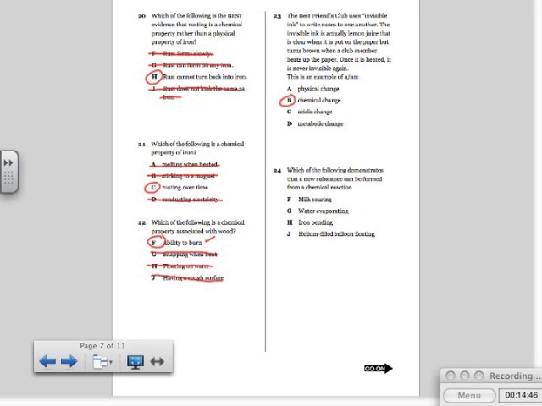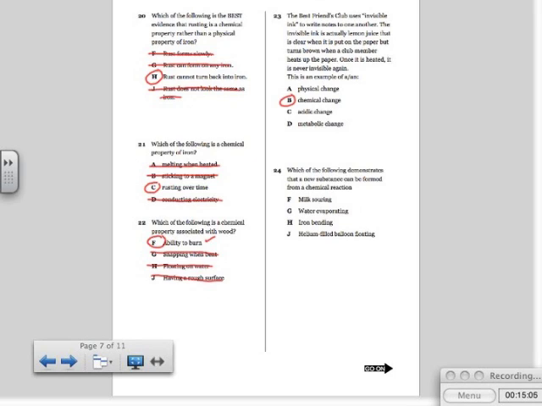Okay, 24. Which of the following demonstrates that a new substance can be formed from a chemical reaction? Okay, a new substance is what we're looking for. Milk souring. Well, milk souring, remember we learned about that. That is the bacteria in milk that causes lactic acid to be created in the milk.